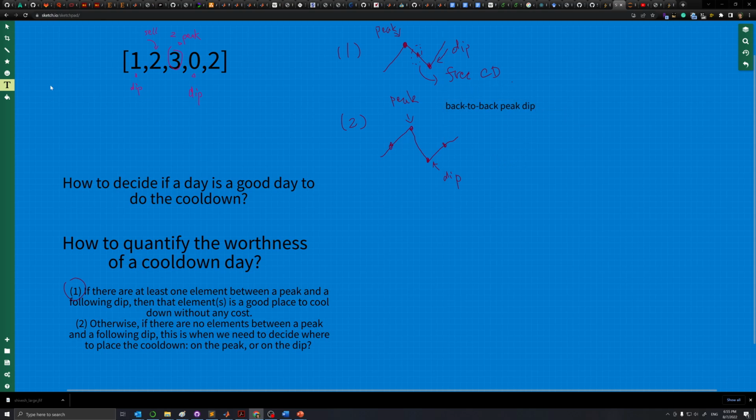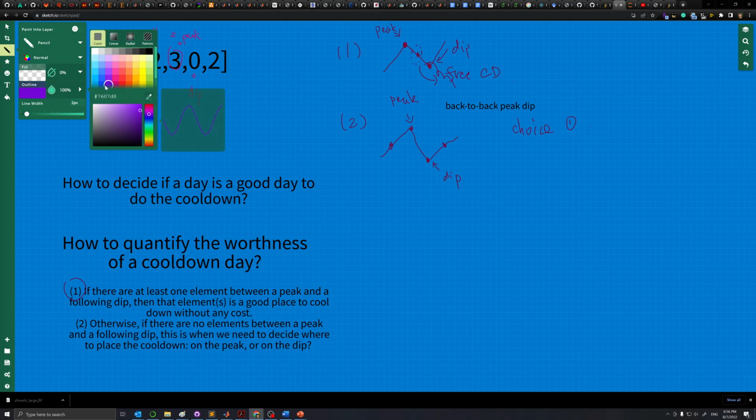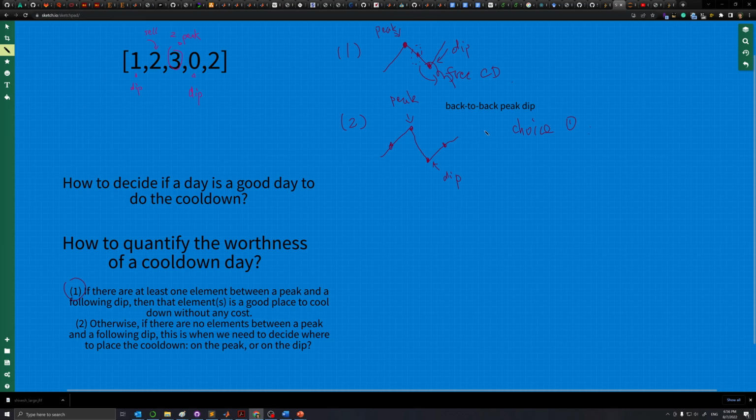And in this scenario, we have two choices, right? What are our two choices? Well, the first choice, choice one, is that we can place our, let me just change the color, okay? Just to make it a little bit more dramatic. Yeah, the first choice, we can place our cooldown on the dip, right? So that means CD on the dip.